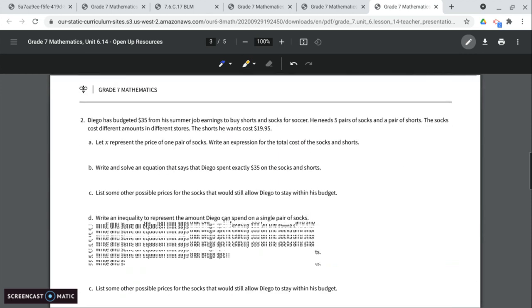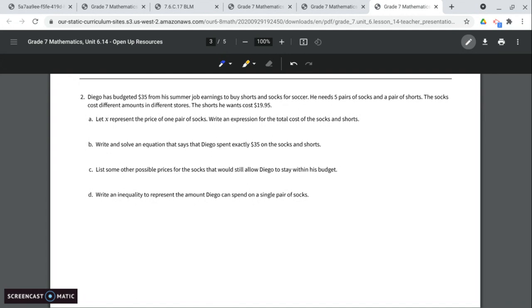All right. Number 2, Diego has budgeted $35 from his summer job earnings to buy shorts and socks for soccer. He needs 5 pairs of socks and a pair of shorts. The socks cost different amounts in different stores. The shorts he wants cost $19.95. Let X represent the price of 1 pair of socks. Write an expression for the total for the socks and shorts.